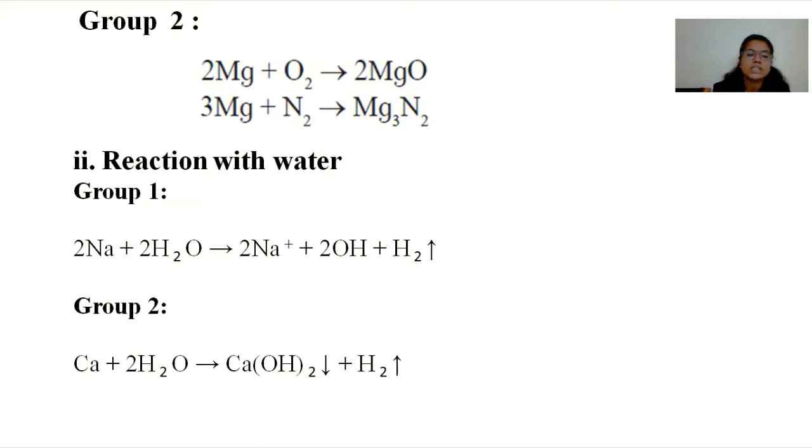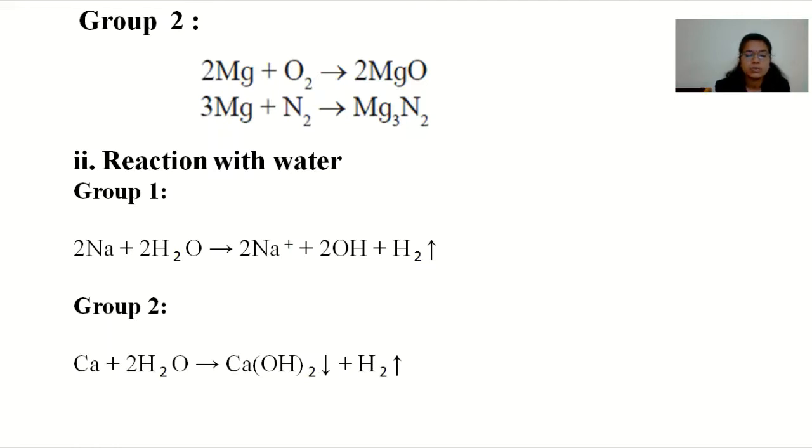So see the reaction for sodium metal here. Sodium metal when reacting with water forms sodium ion in water, also OH minus ion, and hydrogen gas is liberated. But actually this catches fire, because it is a highly exothermic reaction, so that's why.